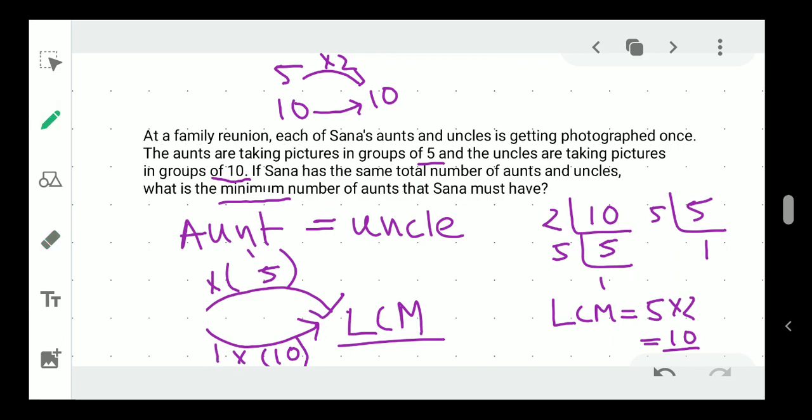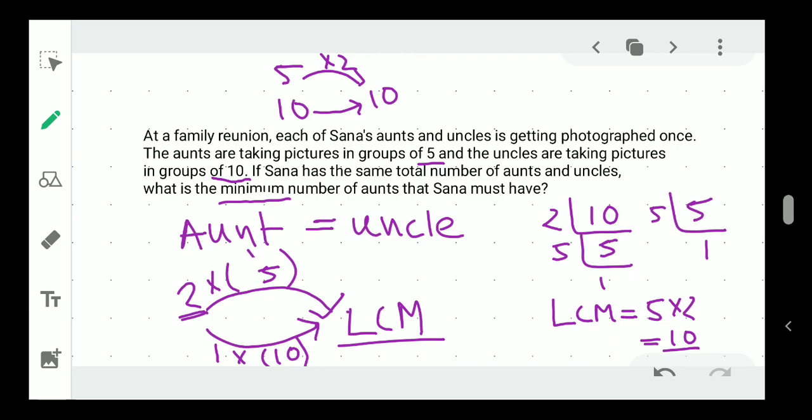So what happened here is that one group of uncles has taken a photograph. In one group there are 10 people, so 10 uncles are there, and aunties have done it in 2 groups. In one group 5 people are there, so in 2 groups 10 people are there, that means 10 aunts. So 10 uncles and 10 aunts. So the only possible way is this: 2 groups of aunts with 5 people each, and 1 group of uncles with 10 people.